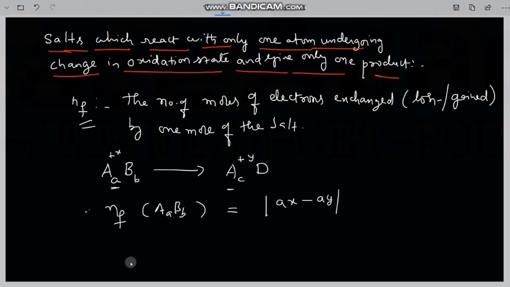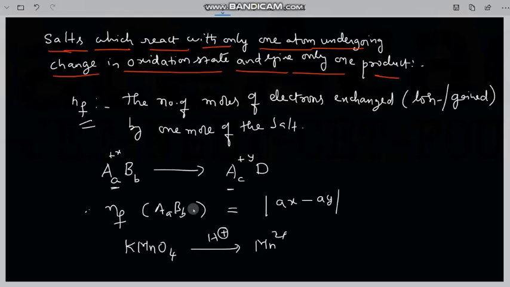Okay. Here we will take a best example, that is potassium permanganate. If you take KMnO4 changing into Mn2+ in the presence of acid medium H+.